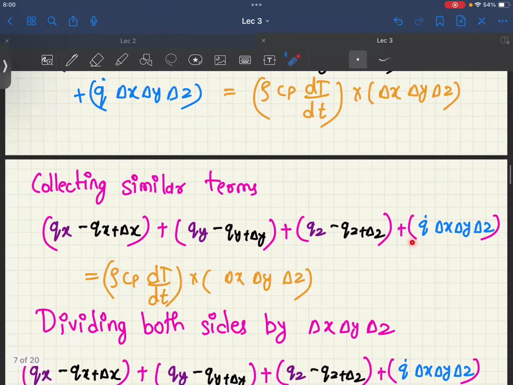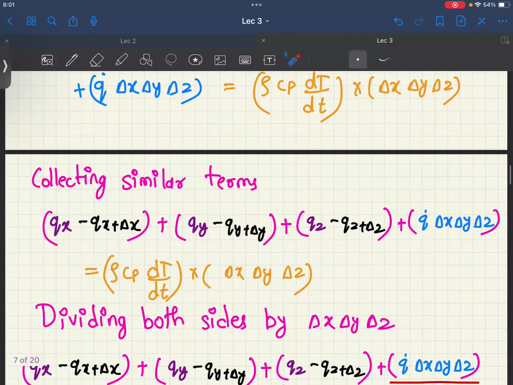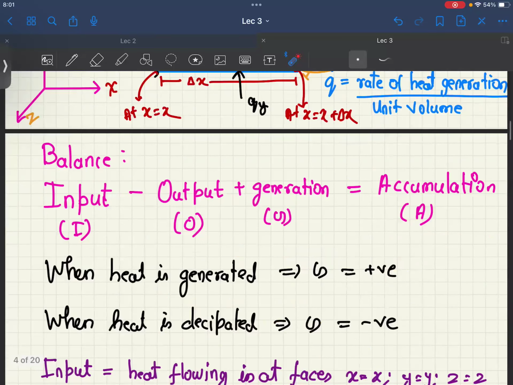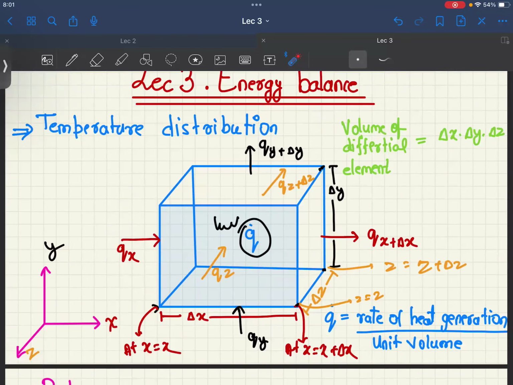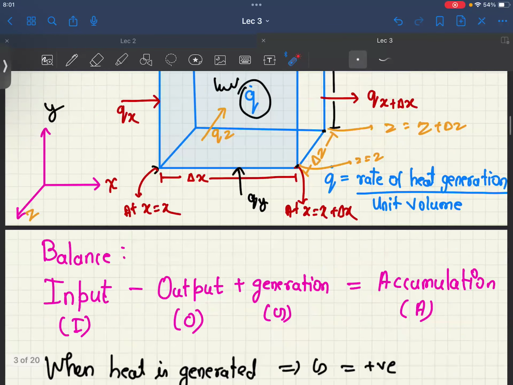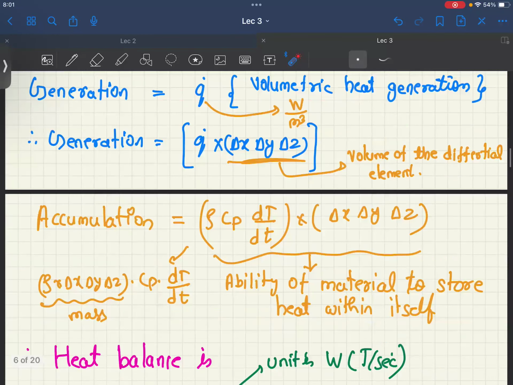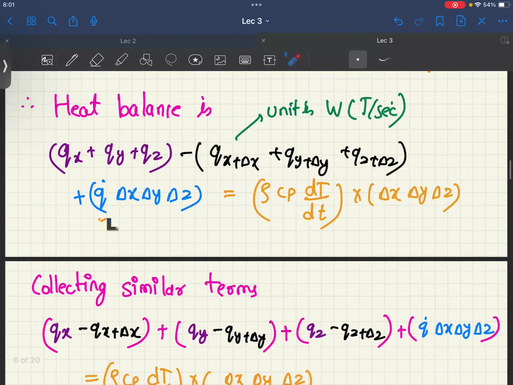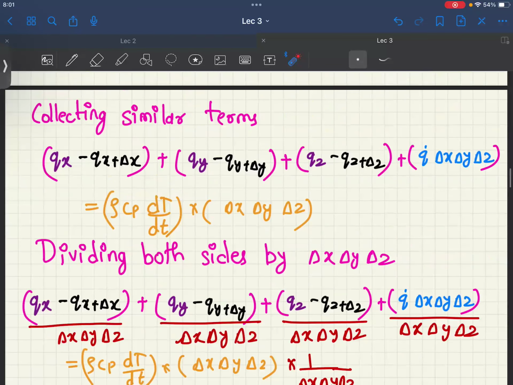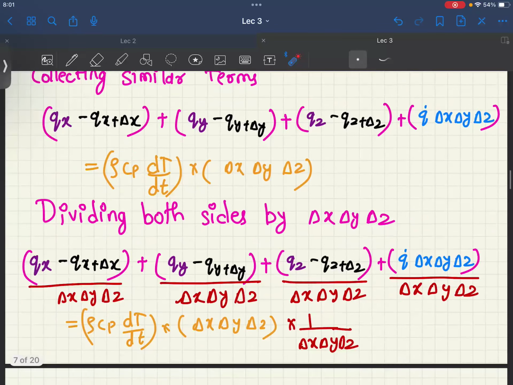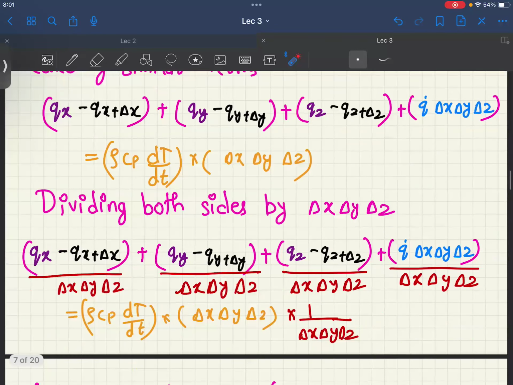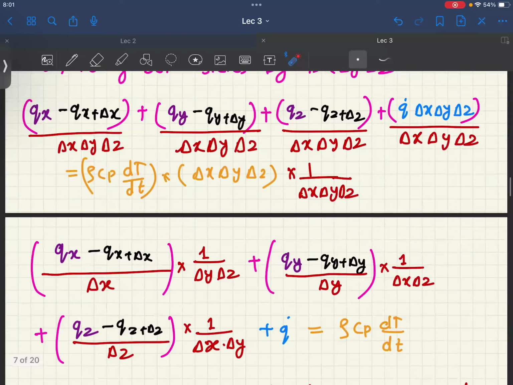Now, this is a general element, right? So this delta x, delta y, delta z is very small. In order to do that, we will take the limit, delta x tending to 0. And prior to that, we will divide both sides by the volume, right? So then it becomes like this, and then we are going to take the limit, right?